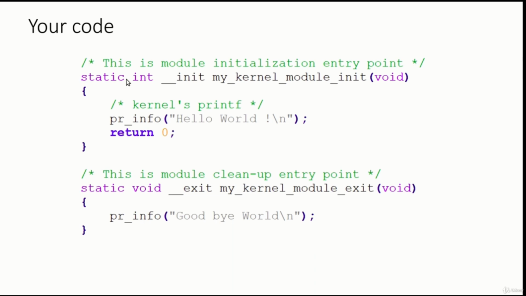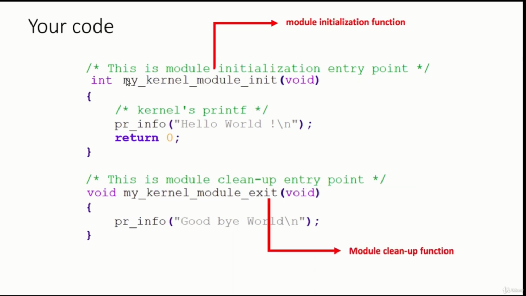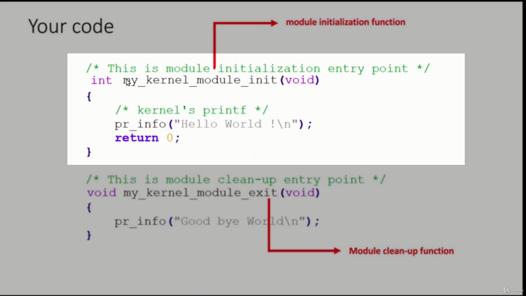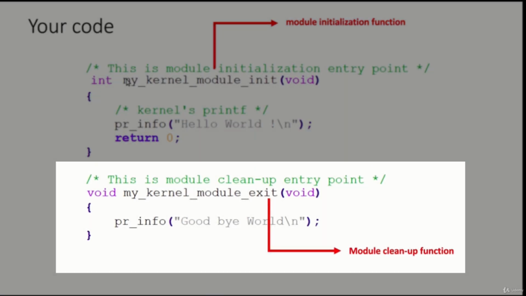Basically, while writing a kernel module, we use two entry points. The first function is called the module initialization entry point, or in short, I call it the module initialization function. And the second function is called the module cleanup entry point, or in short, the module cleanup function. An initialization function and a cleanup function. You don't see a main function here, so there is no main function. We talk about entry points. This function is an initialization entry point, and this is a cleanup entry point.